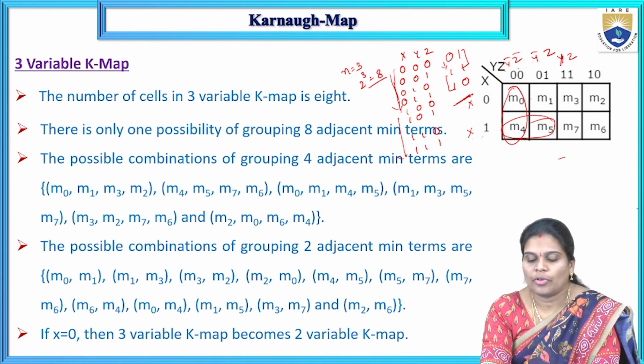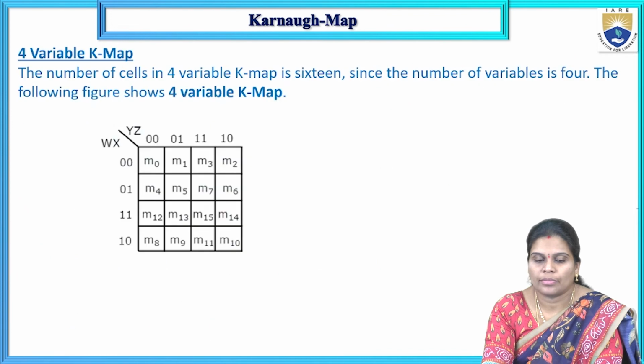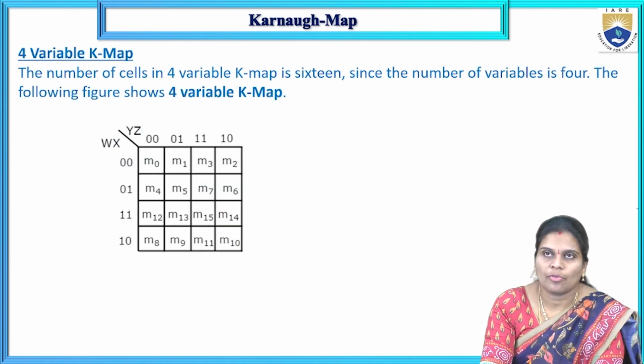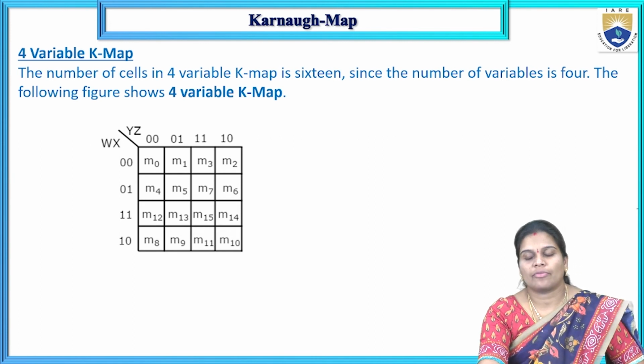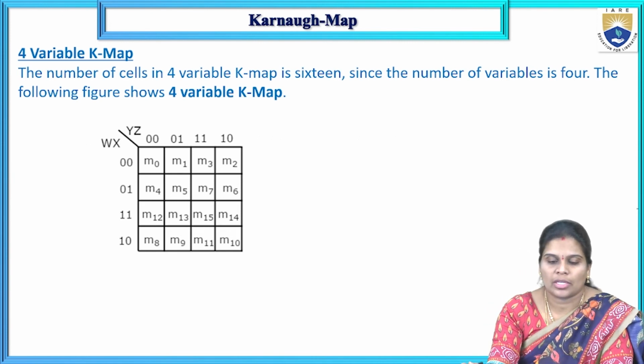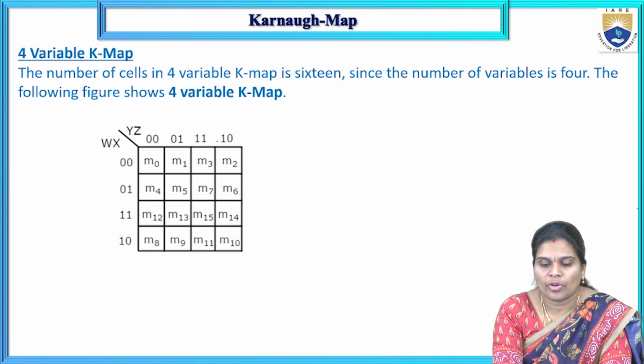This is the two variable K-map. Next one is the 4 variable K-map, so n equal to 4. How many combinations are there? 16 combinations are there: 0, 0, 0, 1, 1, 1, 1, 0. Similarly 0, 0, 0, 1, 1, 1, 1, 0. Same procedure. Here also after the 0 we are having the 1, 1, 1, 0.